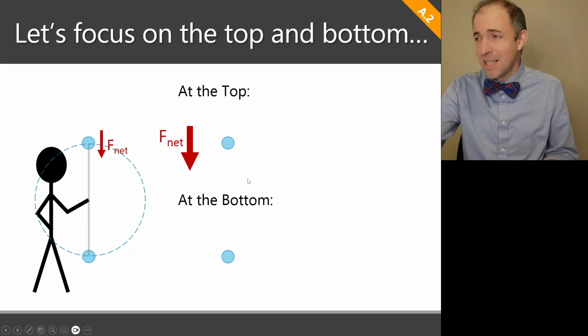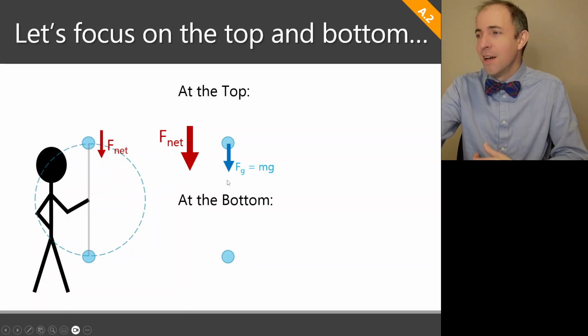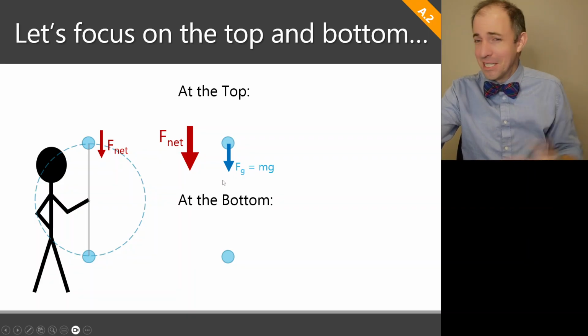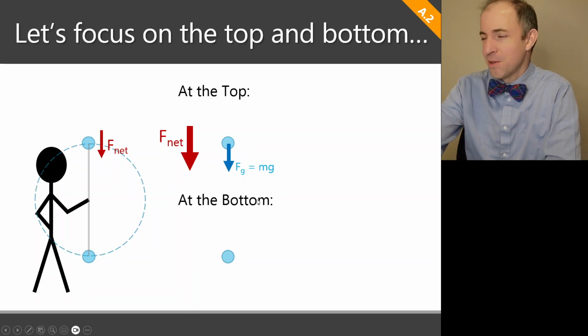Then there are some other forces that are acting. There is a force of gravity. Force of gravity is mass times gravity. That's always pointing down. No matter where the circle is, doesn't matter. It always points down towards the center of the earth.